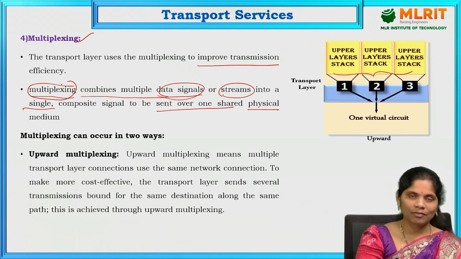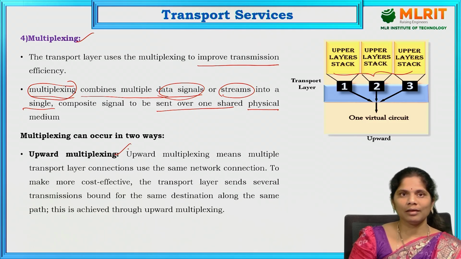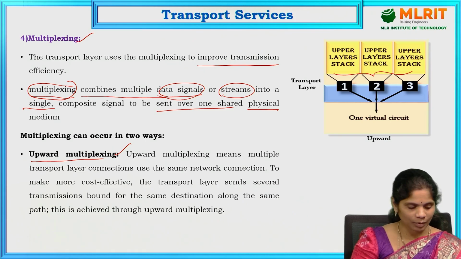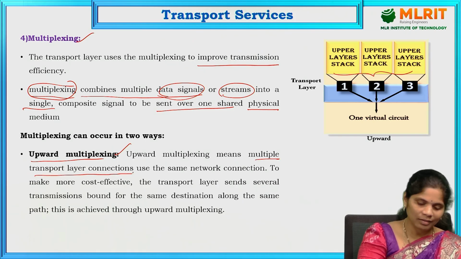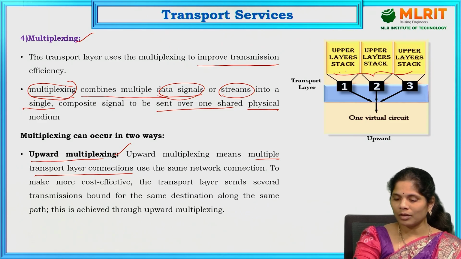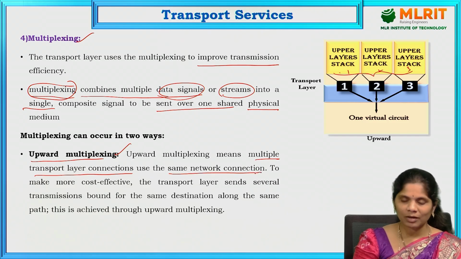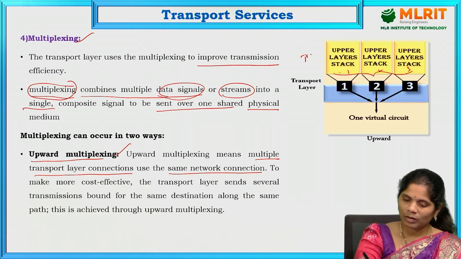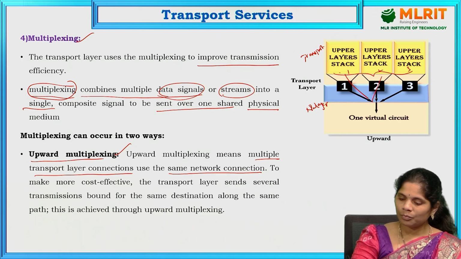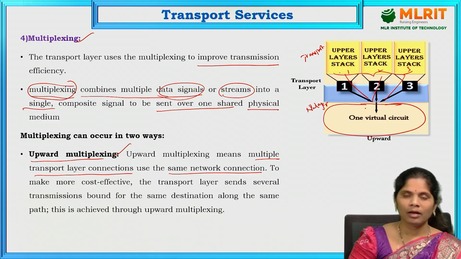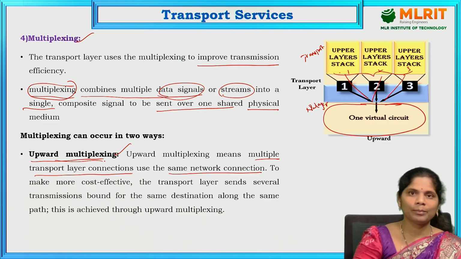This multiplexing is divided into two ways: upward multiplexing and downward multiplexing. First of all, what is upward multiplexing? Upward multiplexing is where multiple transport layer connections, say 1, 2, 3 connections, use the same network connection. This is the transport layer and this is the network layer. So multiple transport layer connections use a single network connection. That is nothing but upward multiplexing.